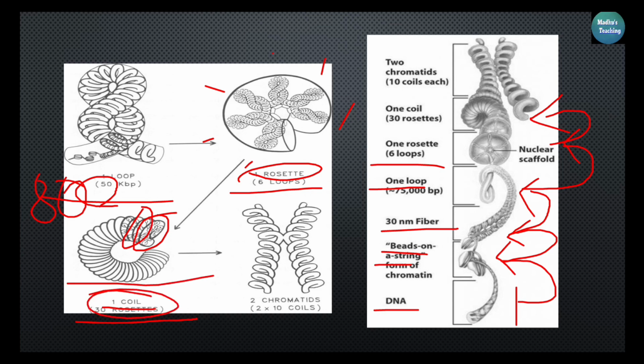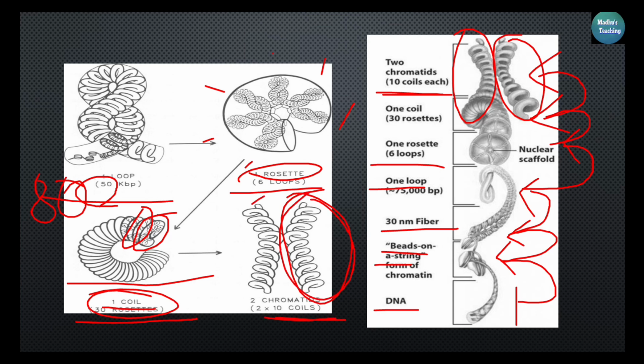And next, these coils are combined together forming a chromatid structure. This is one chromatid and this is another chromatid. So one chromatid contains 10 coils. Here you can see, one chromatid contains 10 coils, but here two chromatids are there. So 2 into 10 coils, total 20 coils. So 20 coils are needed for one chromosome. So I hope you understood.